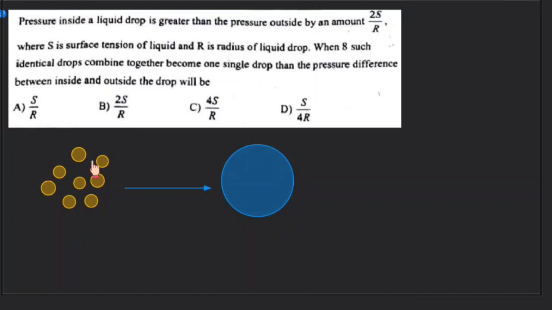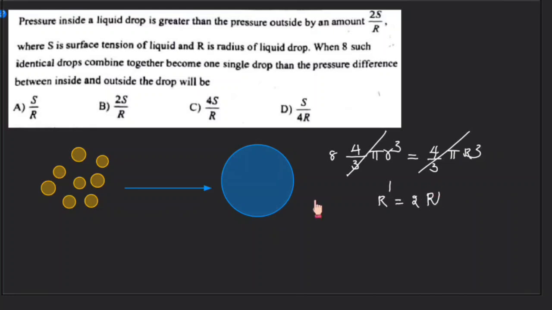Now there are 8 drops becoming one drop, therefore the total volume will be equal to the single volume. So 8 into 4 by 3 pi r cube will be equal to 4 by 3 pi capital R cube, right? So the 4 by 3 pi cancels. Now capital R is equal to 2 into r. Let me say this is R dash, because r is given here. Here it will be only 2r, right?